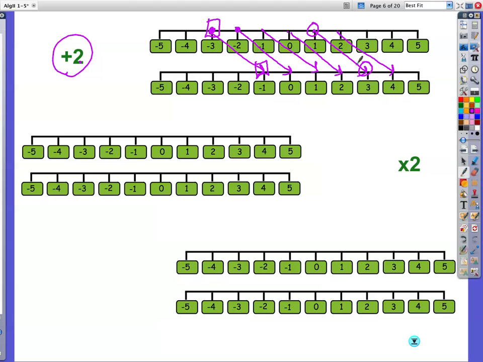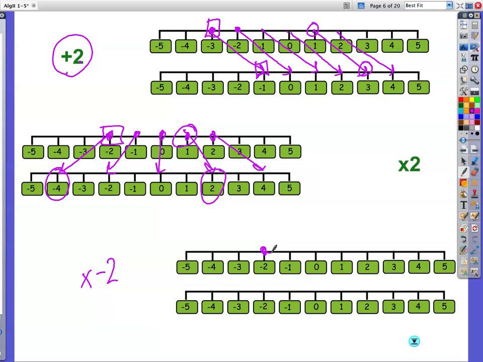All right, let's move on. This time on these screens here, I'm going to multiply by 2. Negative 2 times 2 is negative 4. Negative 1 times 2 is negative 2. 0 times 2 gives you 0. 1 times 2 gives you 2. 2 times 2 gives you 4, and so on. This number is less than this number. After you multiply by 2, this number is still less than this number. Okay? Here's what happens when you multiply by negative 2.